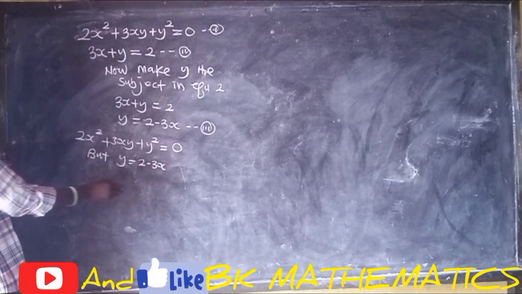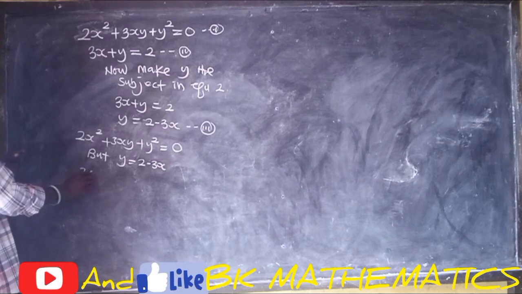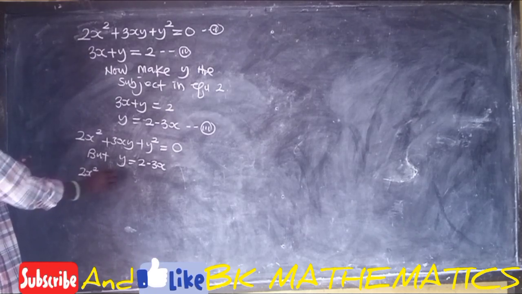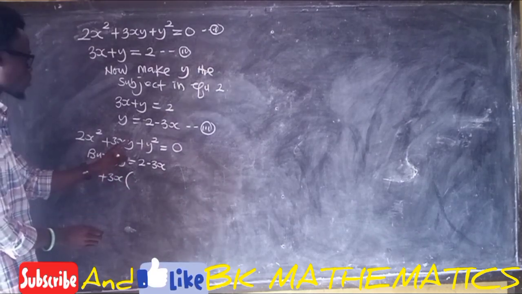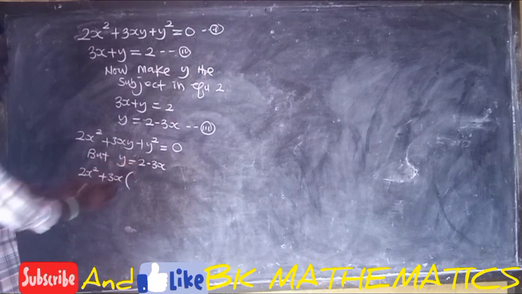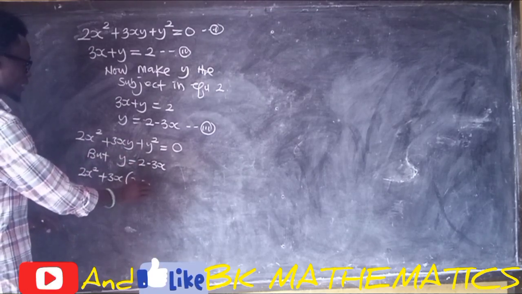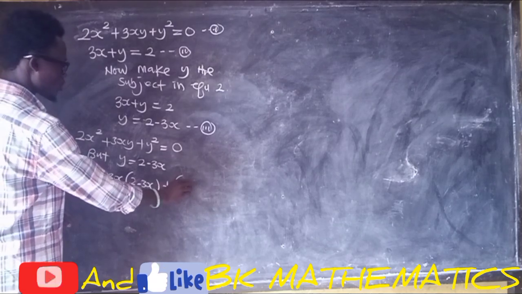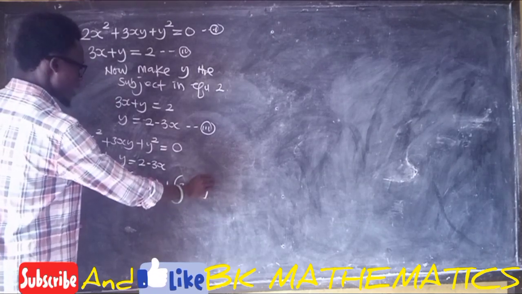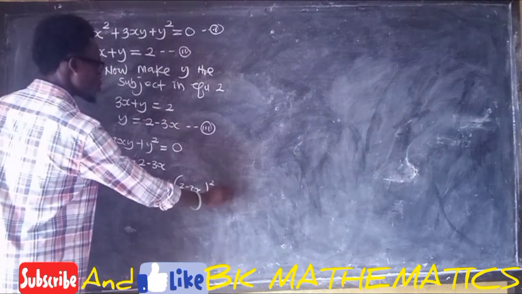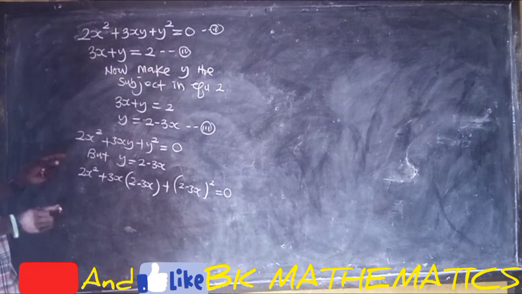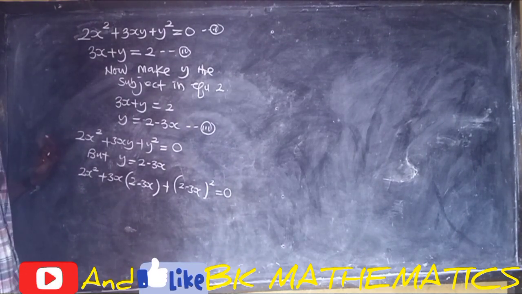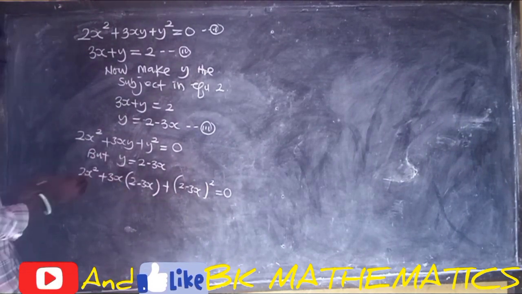Then we say 2x squared plus 3x into y, and we replace y with 2 minus 3x. Plus y squared, which is also y replaced with 2 minus 3x raised to the power 2, and everything becomes 0. Now, the first step, so that you don't make any mistake, let's try to expand this.